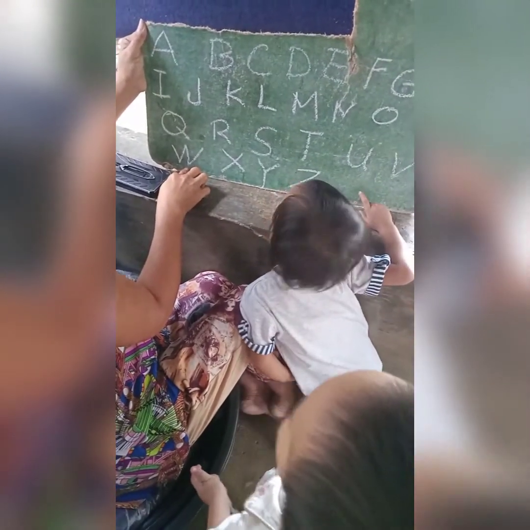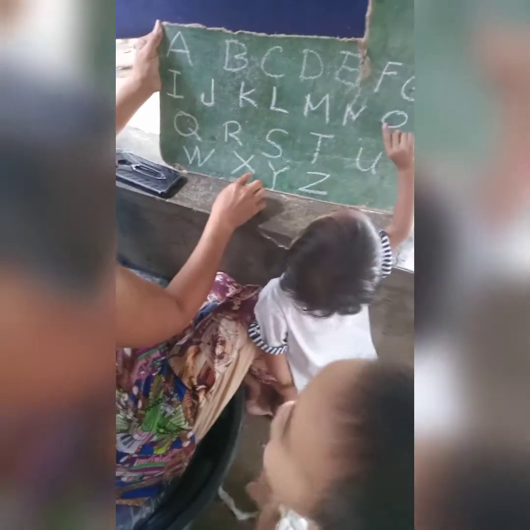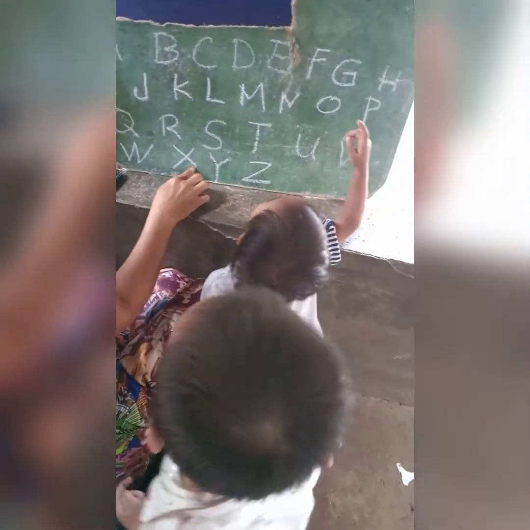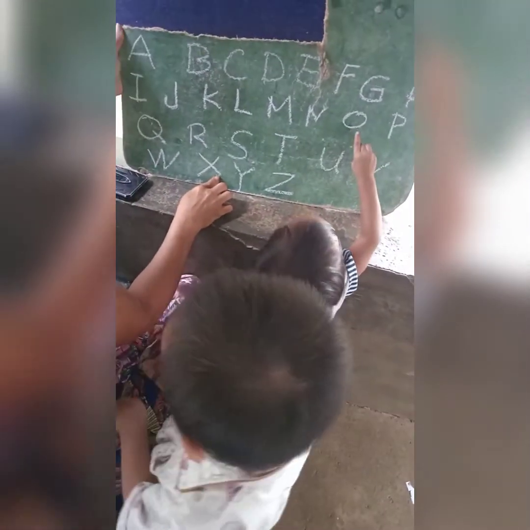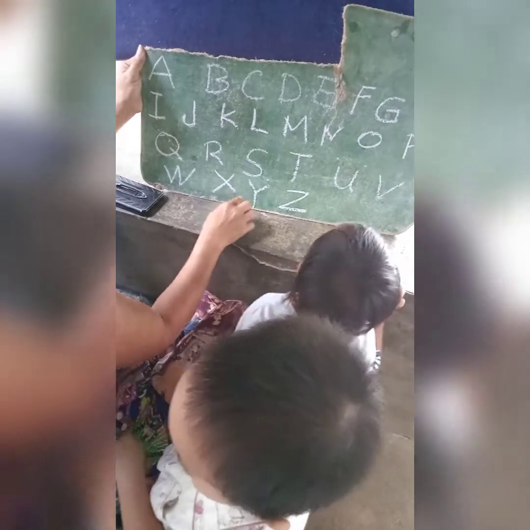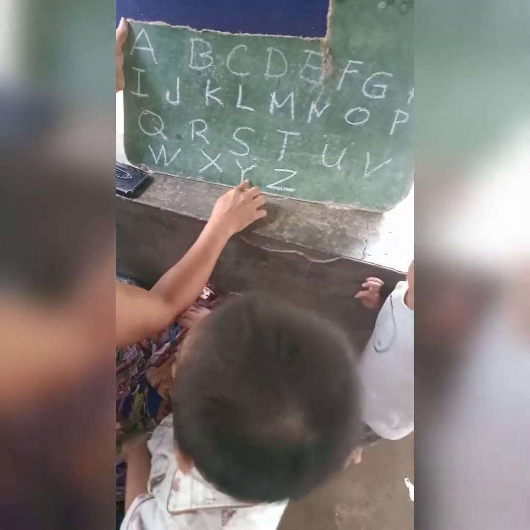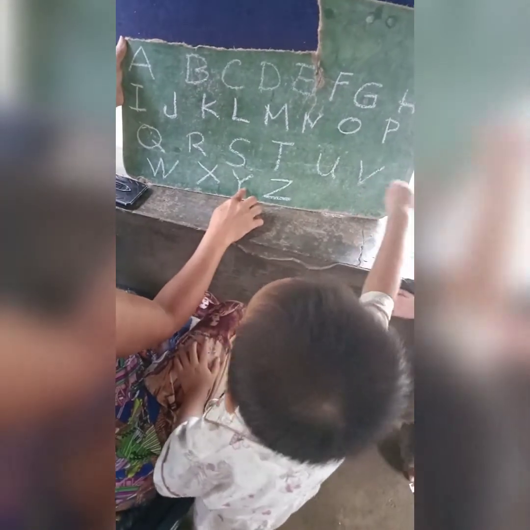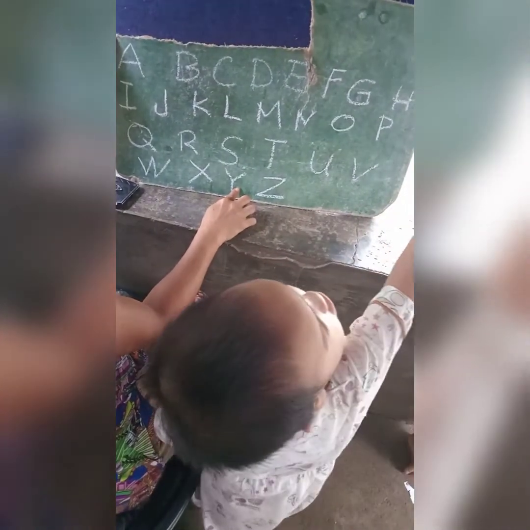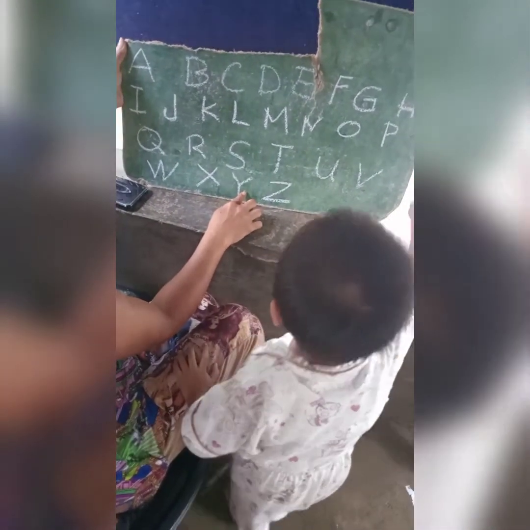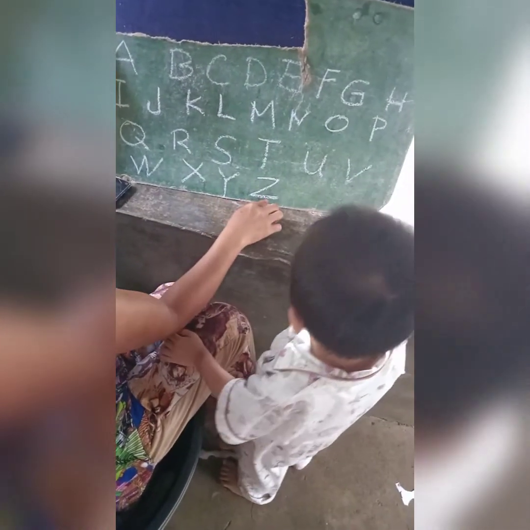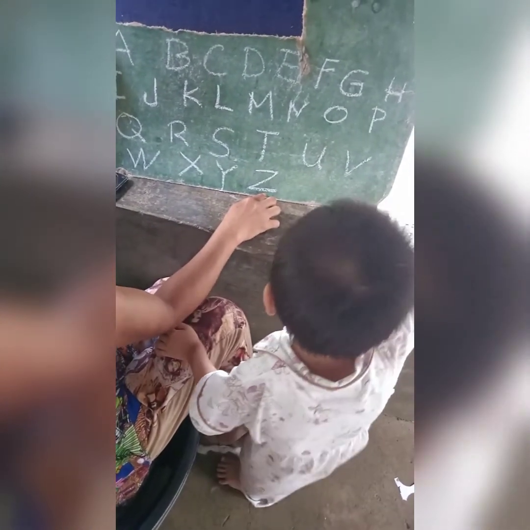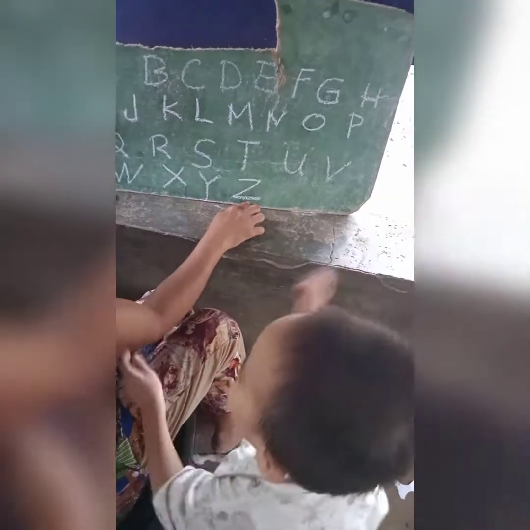How about this? W. Window. How about this? X. Very good. How about this? What letter is this? Y. How about this? Z.